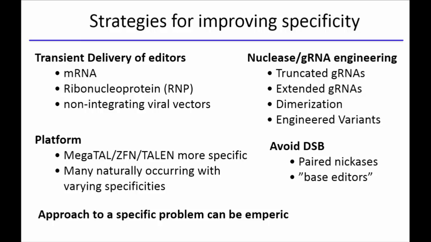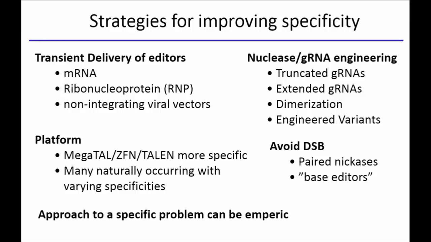The first thing is when you put these editing tools in cells, you want it to be transient. You want to do a hit and run. You want them to do their thing and go away, because the longer they're there, the more likely they are to produce side effects or off-target effects. So investigators will deliver messenger RNA or ribonucleoprotein, the protein bound to the guide RNA, or they'll use non-integrating viral vectors so that the vector will be diluted out to nothing as the cells divide. That's a way to edit for a short amount of time to reduce off-target effects.